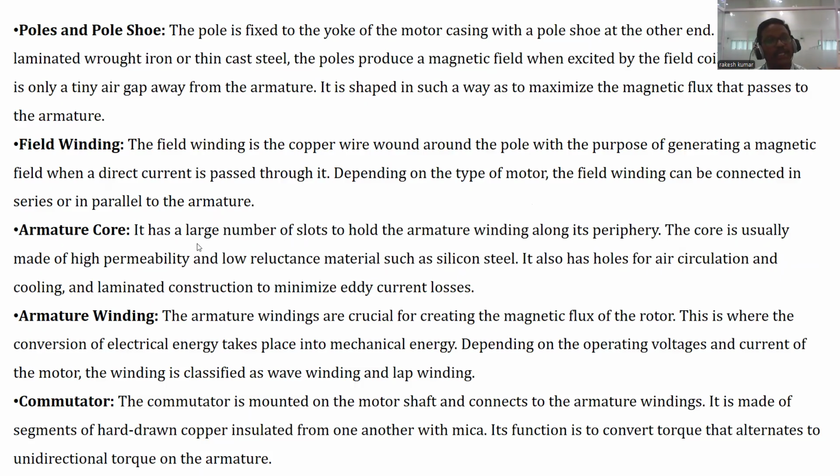Next, the armature core. It has a large number of slots to hold the armature winding along the periphery. The core is usually made of high permeability and low reluctance material such as silicon steel. Armature windings. The armature windings are crucial for creating the magnetic flux of the rotor. Now, finally, the commutator. The commutator is mounted on the motor shaft and connects to the armature winding. It is made up of segments of hard drawn copper insulated from one another with mica. Its function is to convert the alternating torque to a unidirectional torque on the armature.